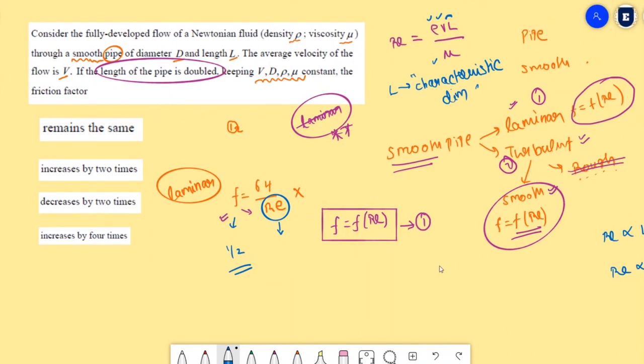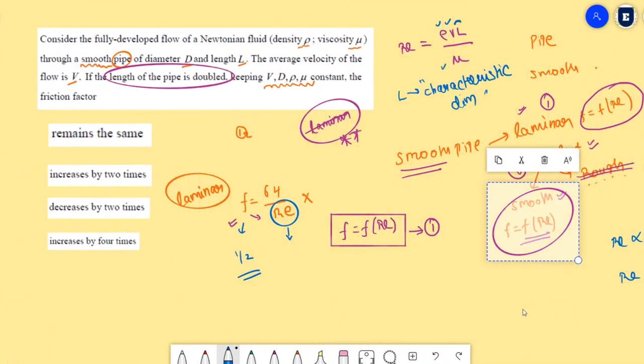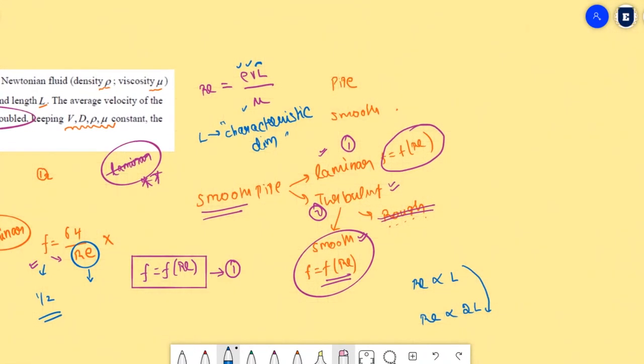Because L is not the length of the pipe. L is the characteristic dimension. And for flow through pipes, this diameter is there, right? That is for the internal flow. The characteristic dimension is d. So our Reynolds number will be rho v d by mu.